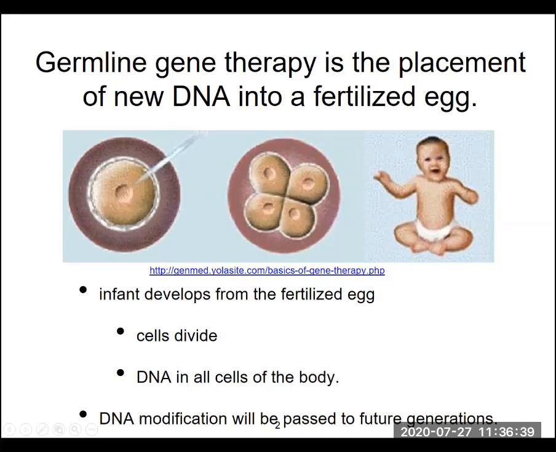And so that DNA that we injected is going to be in all of the body cells, but most importantly, it's going to be in those germ cells, the cells that are going to be involved with producing the eggs in a woman or the sperm in a male. And because of that, the DNA that we inserted is expressed in all of the body cells as well as the germline cells. Because it's going to be in the egg and the sperm, it can be passed to future generations.